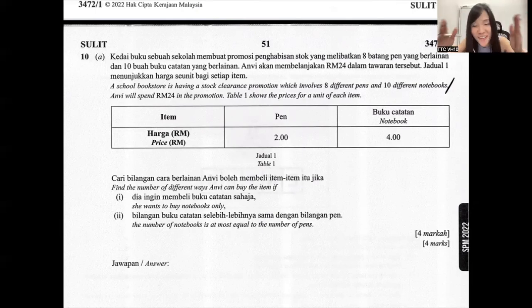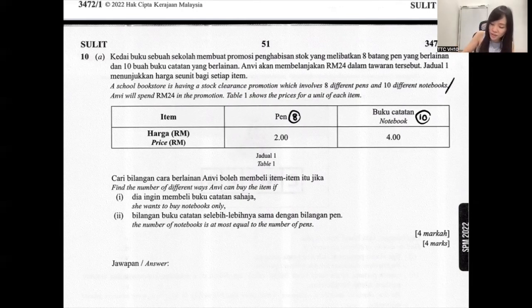She wants to spend 24 ringgit in the promotion. Table 1 shows the price of each unit. Pen, I got 8. Notebook, I got 10. Maximum, you cannot buy more than that already, okay? Each pen is 2 ringgit, each notebook is 4 ringgit, okay? So, find the number of different ways.